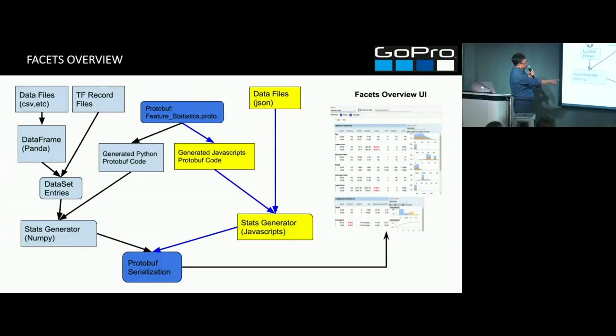And then finally you create that Protobuf in serialization, and you can load it in Jupyter to look on the right-hand side. So that's kind of one implementation. The other side is the same definition. You can use JavaScript to generate the code and generate the stat generator and produce the same Protobuf, and then you create the visualization on the other hand.